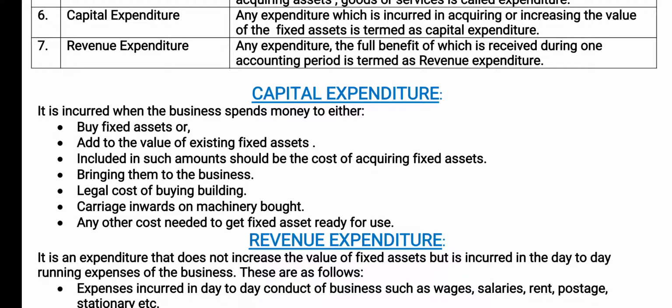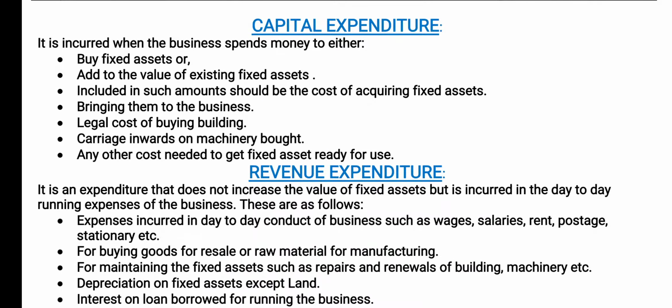If we incur legal cost, like the documents required for purchasing those assets, that will also be part of capital expenditure. Suppose we are buying that machinery from some foreign country, so all the legal cost for importing them into our country will be part of our capital expenditure. Carriage inwards on machinery, and loading and unloading of that particular machinery in our manufacturing unit, will be included in our capital expenditure.